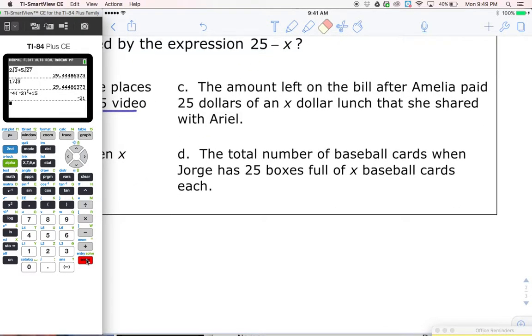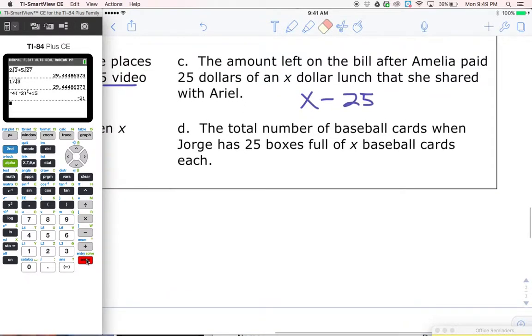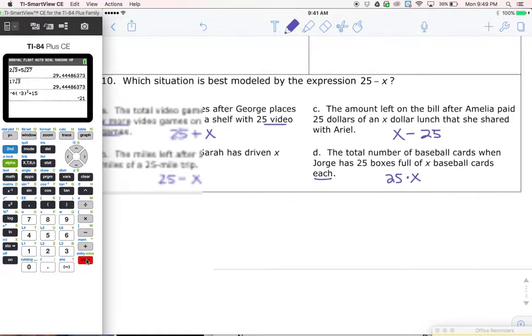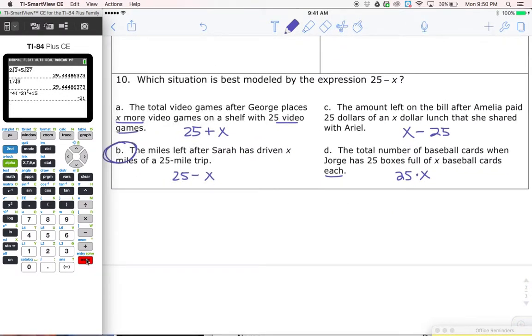Okay, problem C. The amount left on the bill after Amelia paid $25 of an X dollar lunch that she shared with Ariel. So in this case, the bigger price is this X. The X was the total price. Amelia paid her 25. Do you see how this is backwards from what we wanted, right? The bigger one would be X minus the 25. And last but not least, the total number of baseball cards when Jorge has 25 boxes full of X baseball cards each. Guys, the word each tells us to multiply, right? So 25 times X. That's not what we wanted. Okay, so in this case, the best answer would have been B.